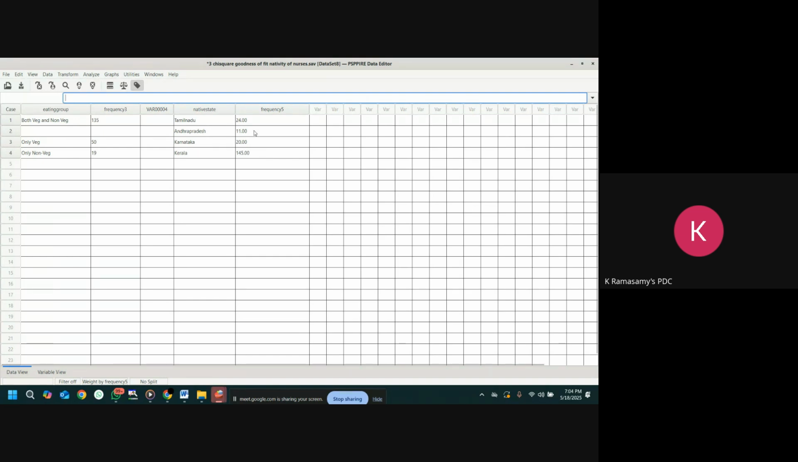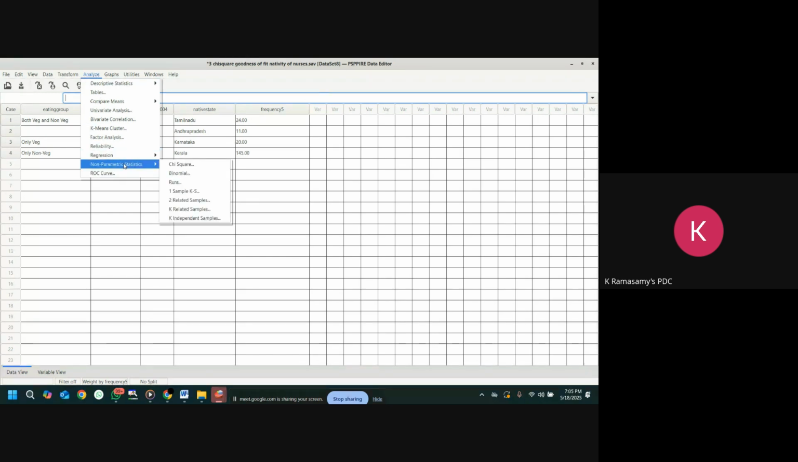So Tamil Nadu, Andhra, Karnataka, Kerala. Now I want to test whether my data is coinciding with what data? With the proportion 10 is to 5 is to 10 is to 75. Is it fitting or not? How to do that? Please go to analyze. In analyze, go to non-parametric. In non-parametric, go to chi-square.